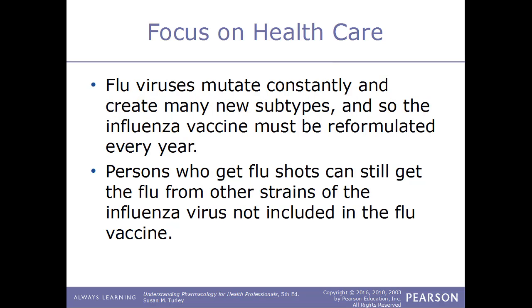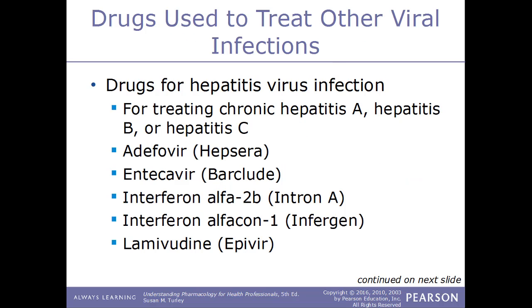Flu viruses mutate constantly and create many new subtypes, and so the influenza vaccine must be reformulated every year. Persons who get the flu shot can still get the flu from other strains of the virus that are not included in the flu vaccine. Drugs for hepatitis virus infection.